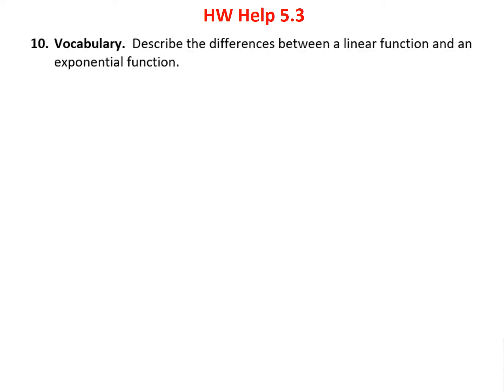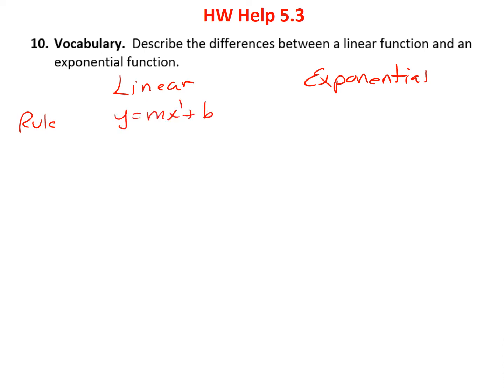Number 10 asks us to describe the differences between a linear function and an exponential function. There's a couple of ways to do this. Let me just try to do a little table here to show you. I'm going to put linear here and exponential here. You can look at them, first of all, by their rule. The rule for linear is y equals mx plus b. Notice that x is to the 1 power. On the other hand, an exponential has x in the exponent. So that's a tip-off there.